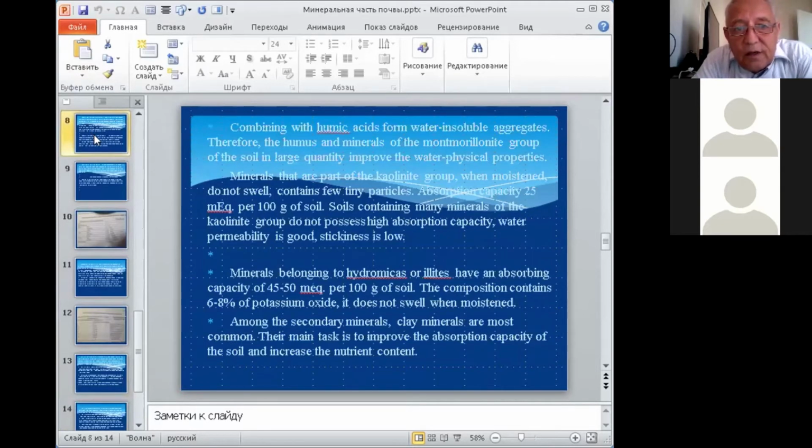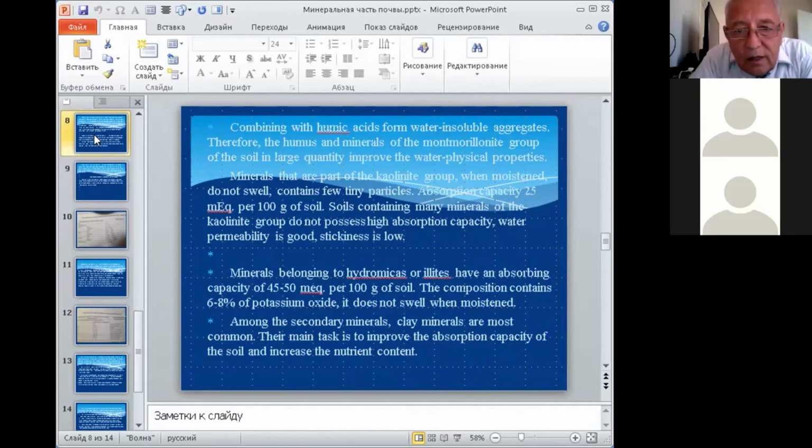Combining with humic acid, they form water-insoluble aggregates. Therefore, humus and minerals of the montmorillonite group in large quantity in the soil improve its water-physical properties. Minerals that are part of the kaolinite group, when moistened, do not swell and contain few tiny particles.